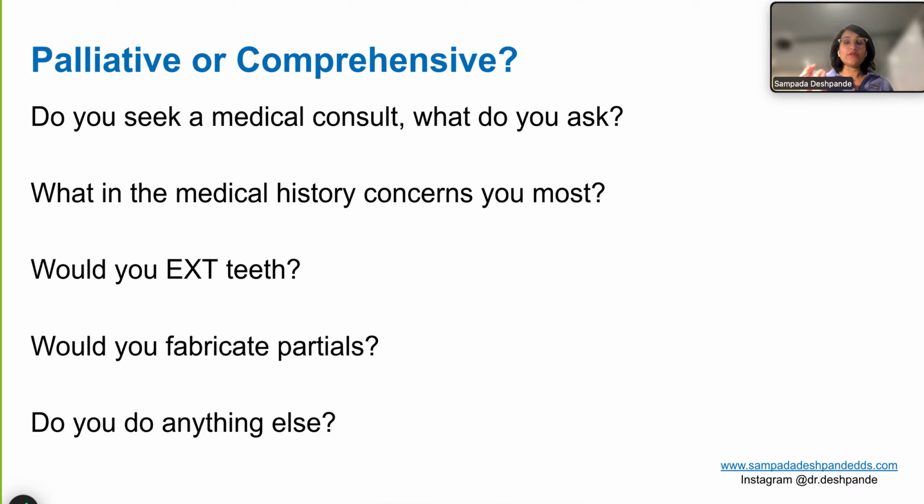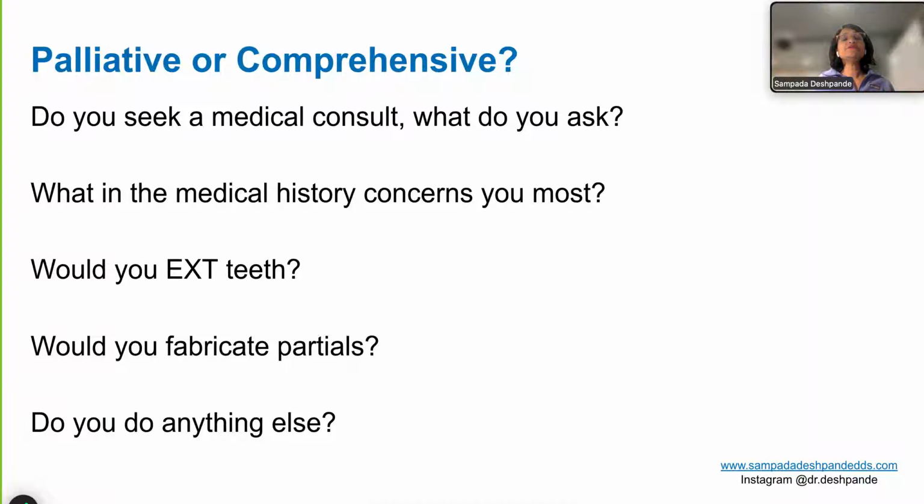Again, we talked a little bit about the cognitive decline a little while ago. You want to start looking out for those five M's that we talked about in, I believe, module two, the geriatric five M's. You want to be looking out for those. And do you do anything else?